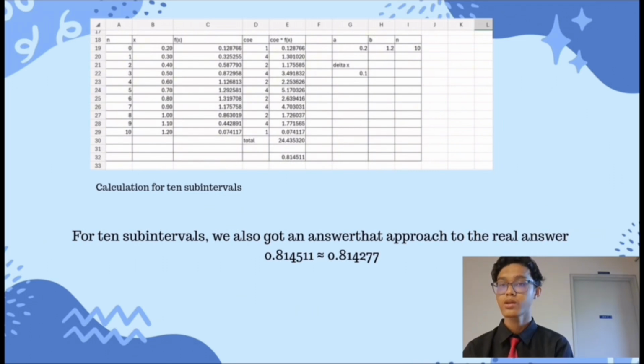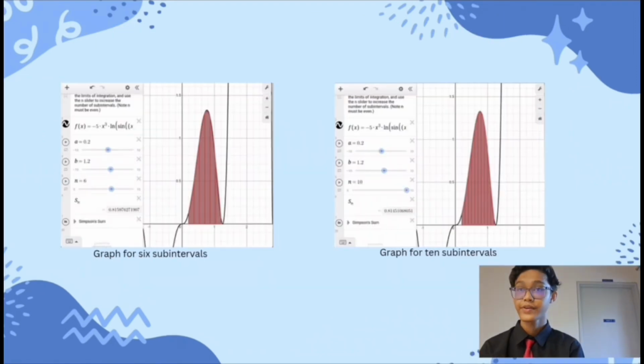24.435320. For the final calculation, using the value of delta x and the sum of coefficient times f(x), we get the final answer 0.815411. So for 10 subintervals, we also got an answer that approaches the real answer, 0.815411, which is really close to the real answer, 0.814277. Here is the graph.